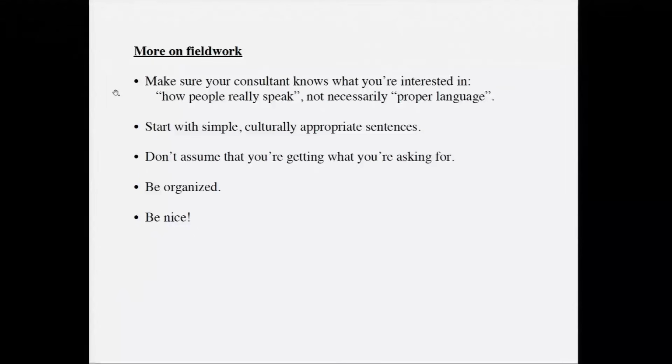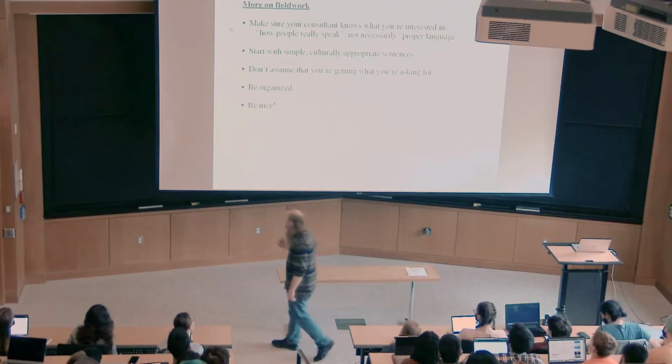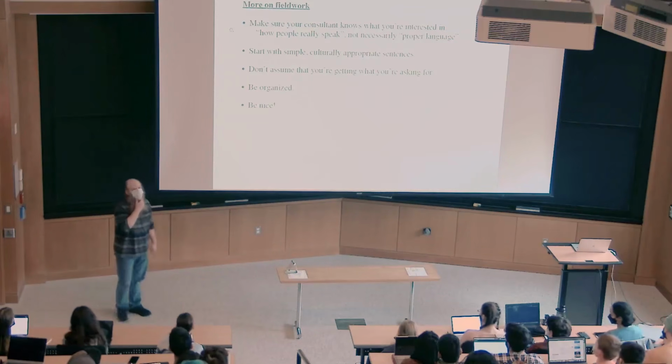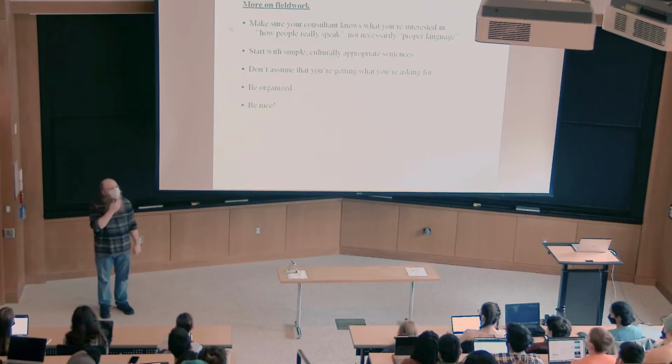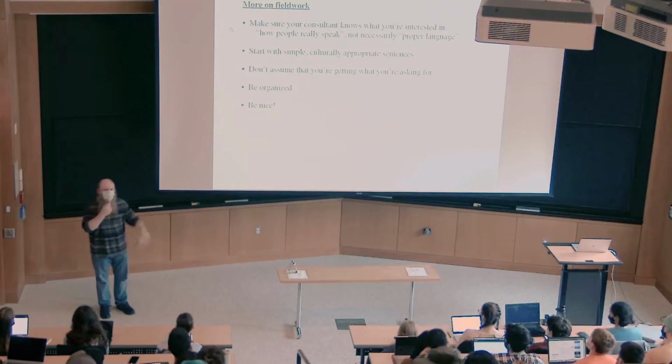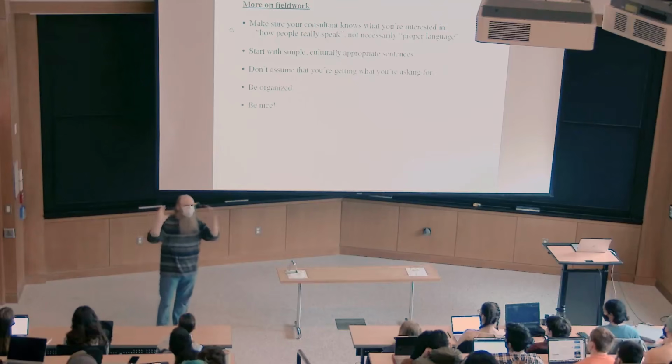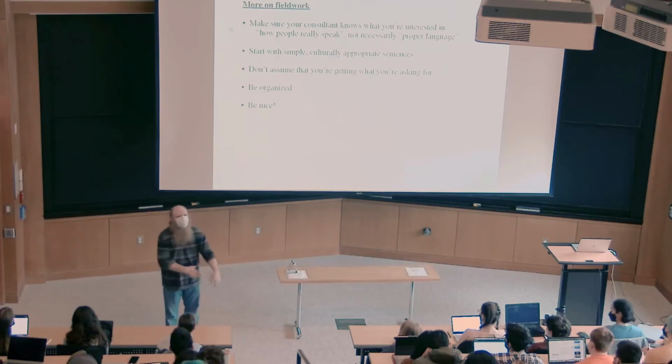Now we're up to the second sentence on this slide. Start with simple culturally appropriate sentences. This is kind of what you were asking about. By culturally appropriate, I mean, if you're talking to someone from a tropical climate, don't make all of your sentences about snow and ice. If you're talking to someone from one religion, don't make references to another religion in your questions. In fact, maybe try to avoid references to religion in your questions, period.